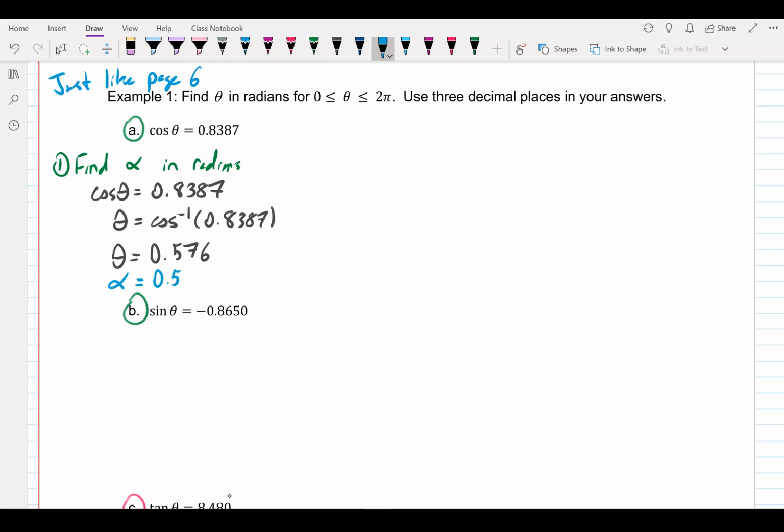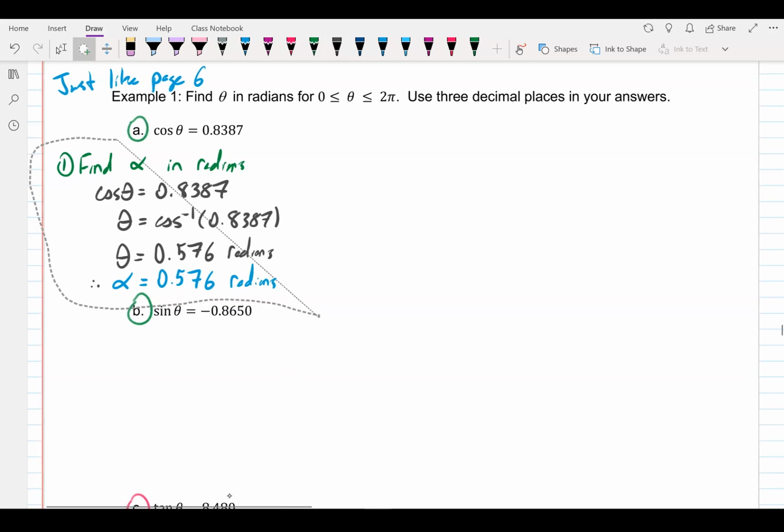If you remember what we did, or you're comfortable with what we did before, this is our reference angle, but in this case it's going to be radians, okay? Because that's the mode that our calculator is in. What's our second step going to be? Let me tidy this up.